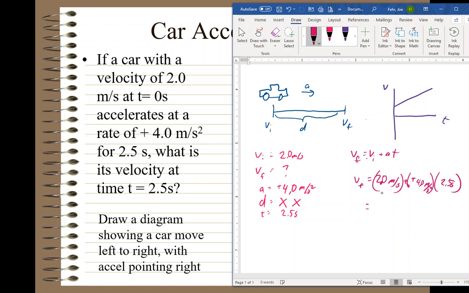Okay, gee whiz, do I even need a calculator on this? It's going to be 2.0 meters per second plus, let's see, 4 times 2.5. Hopefully we can figure that out in our heads. That's going to be 10. And then meters per second squared times seconds, it's going to be meters per second. So look at that, the final velocity. I didn't even need a calculator. Boom, that's going to be 12 meters per second, right? Right. Am I done? No, of course you're not done.